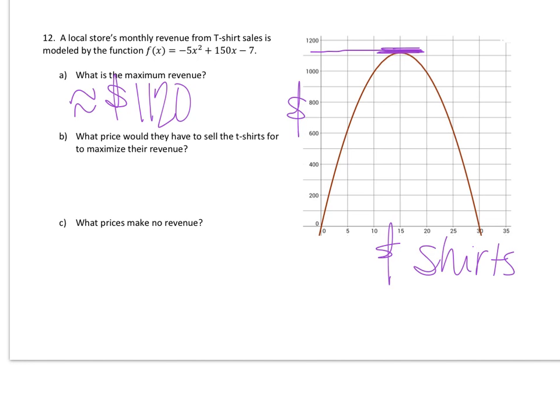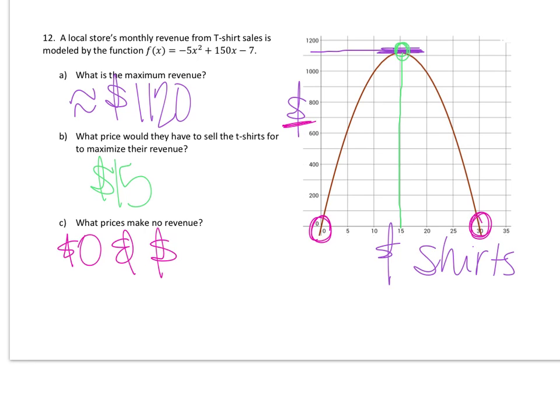What price would they have to sell the t-shirts for to maximize their revenue? So I'm looking for that maximum, but this time I want to know how much they're selling it for, and that's happening right at $15. And it says, what prices make no revenue? Well, again, revenue is money. So where are they making $0? That's happening in 2 places. Obviously, they're making no money when they're selling the t-shirts for nothing. And they're also making no money when they're selling t-shirts for $30. My guess is because the t-shirts are worth $30.